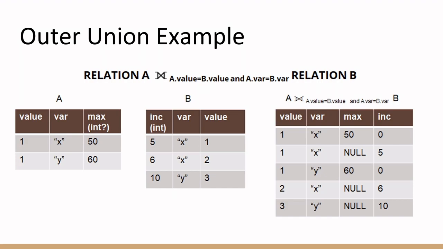Relation A gives the initial value and max value of a variable, while relation B gives the increment value and initial value of a variable. Based from relation A and relation B, we can identify that the common attributes are value and var based from the column name and data type. We can also see here that the max column is either a string or an integer data. And for the increment column, we see that the data type used for storing its value is integer.